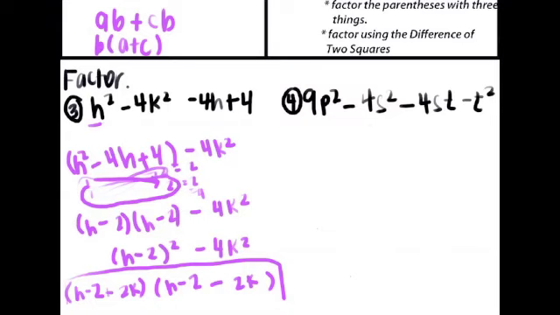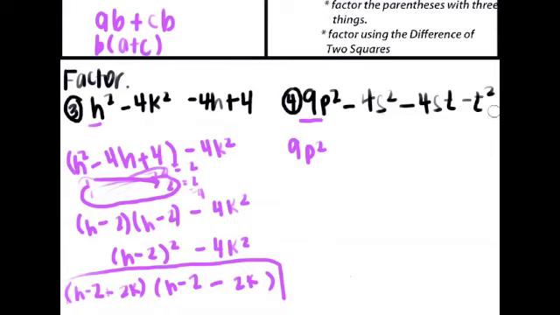It's a difference of two squares problem because I have at least two things that have a squared next to them, right? I have the 9p squared here, the 4s squared, and then the t squared. Okay, so the way we figure out what goes first is we look at the squared things. So 1, 2, and 3, which one is positive? The 9p squared is positive, so I'm going to put that one first. Okay, and so what's left is a negative 4s squared and a negative t squared.